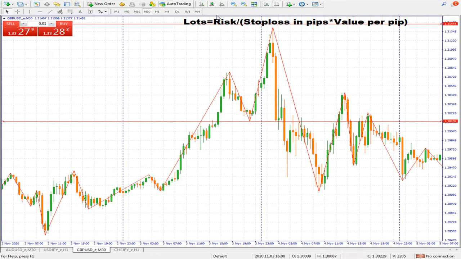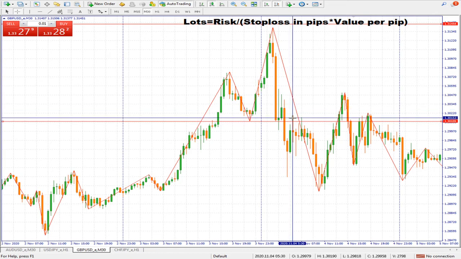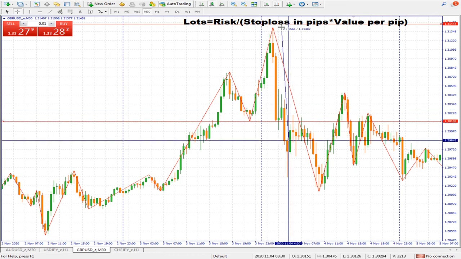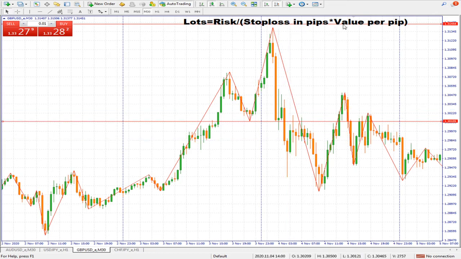So this is the percent of your account you're putting at risk, this risk. Divide that by stop loss in pips, which is the distance between the point of entry and the stop loss itself. And then this is the value per pip, which in this case is 10. So this is how you come up with the lots. Do not just calculate lots anyhow. Don't just come up with some rough number and then name it as the lots. No. You have to do serious calculation.